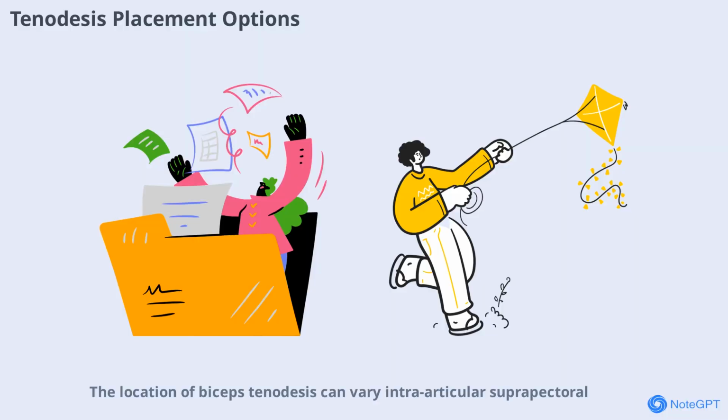Location of biceps tenodesis can vary: intra-articular, suprapectoral, or subpectoral, with additional options like extra-articular placements. Each site has unique advantages and drawbacks. Intra-articular placement is technically straightforward but may leave residual pain. Suprapectoral and subpectoral placements avoid this but differ in recovery time, bone quality for fixation, and risk of complication. The choice should be individualized based on patient anatomy and pathology.